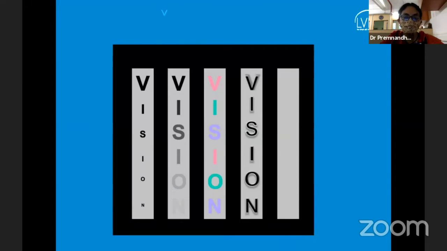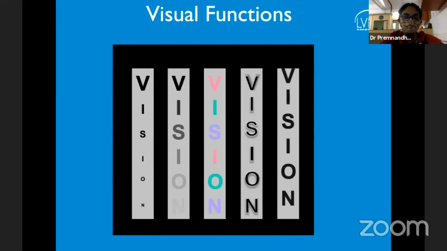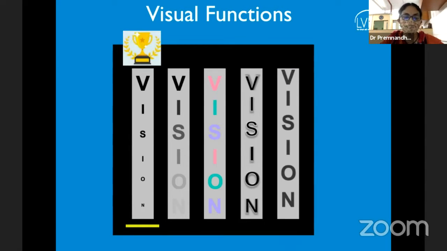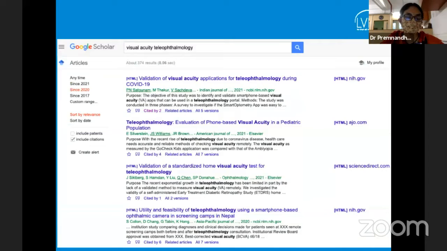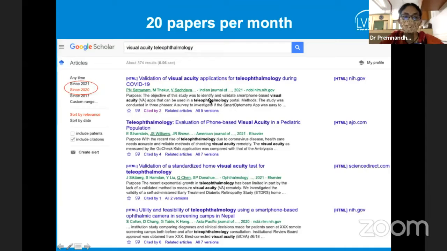Now, while there are different types of visual functions out there, the number one that we always focus on is visual acuity. You may have color vision, contrast, etc., but we generally give primary focus to visual acuity, be it for surgical success or for prescribing spectacles. If I type in visual acuity and teleophthalmology as the keywords, in a search I did a couple of days back, and say since 2020, you'll be surprised that about 20 papers per month come out. And I suppose Google also boosts your ego by putting your own paper on top.